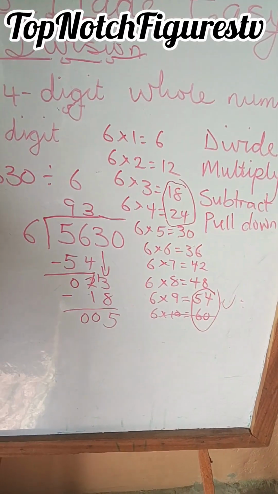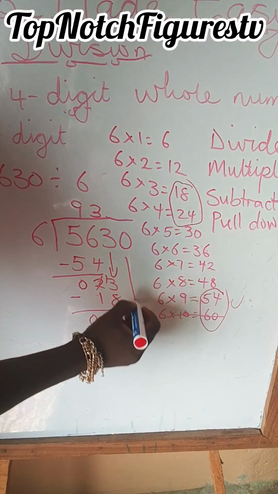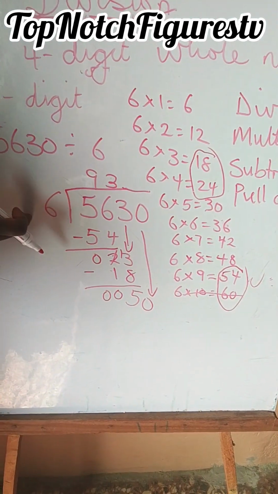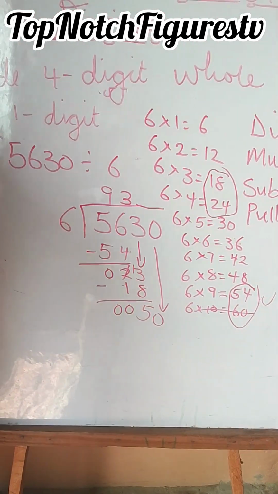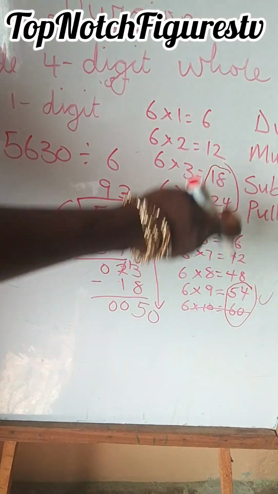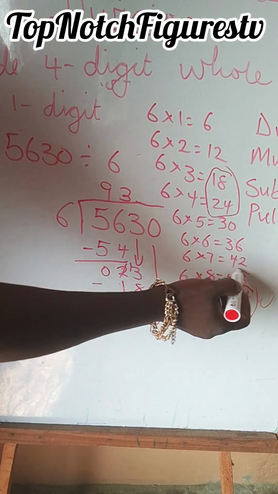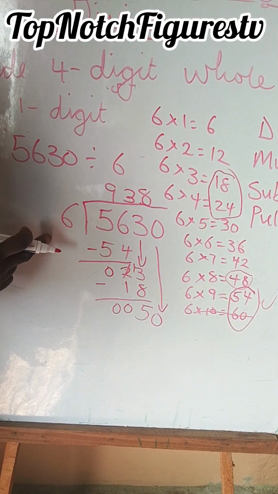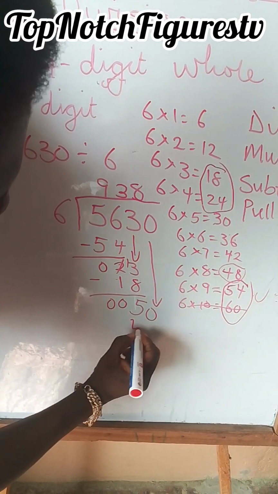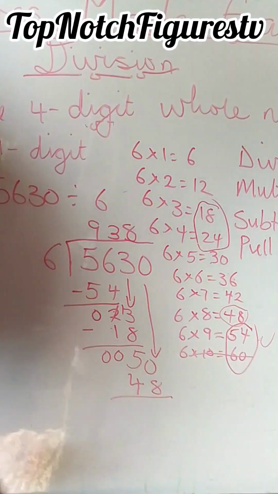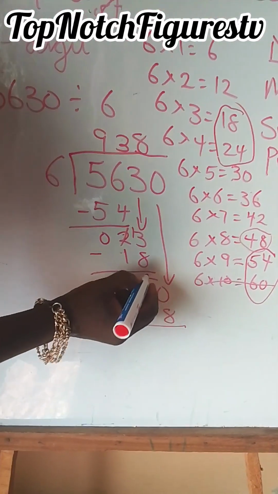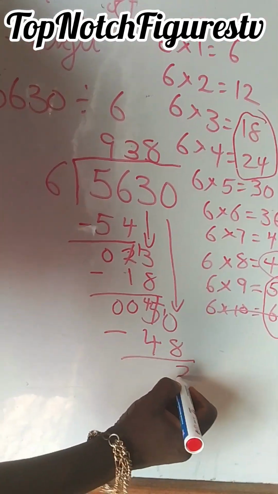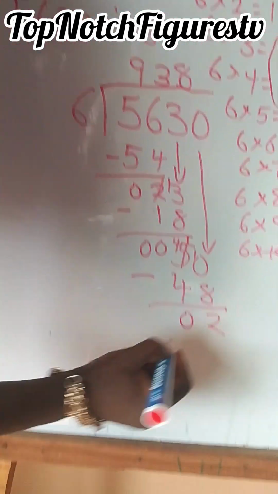What next are we dropping? Then we come here, we drop a 0. 6 in 50. Which number is closer? We have 8. 8 times 6 is what? 48. Then let's subtract. We come here, we borrow, this remains 4, then 10. 10 minus 8 is 2. 4 minus 4 is 0.